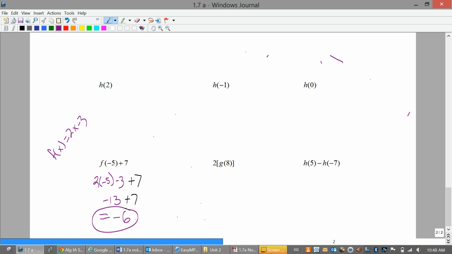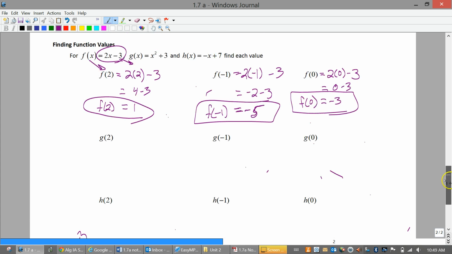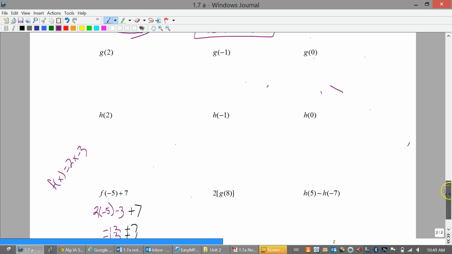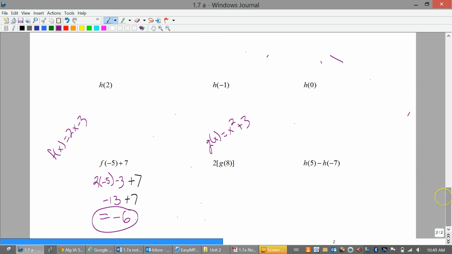Okay, we're going to do it again. I'm in trouble. We're going to do it again. But the next one is a different machine, right? The next one is machine G. What up, G? Machine G. Machine G says square the number and then add 3. Okay, that's the rule. That's machine G.